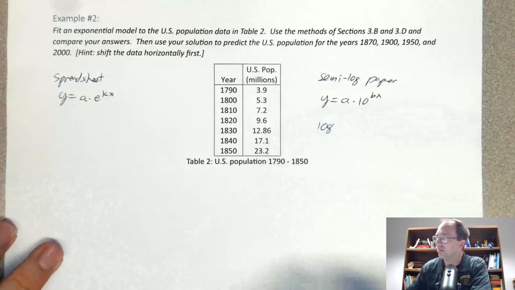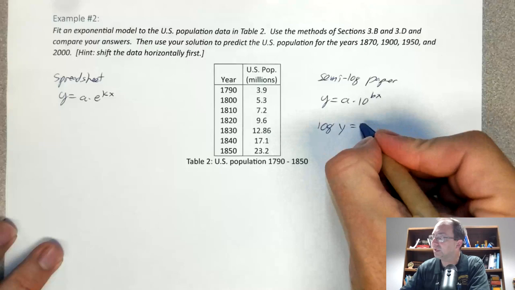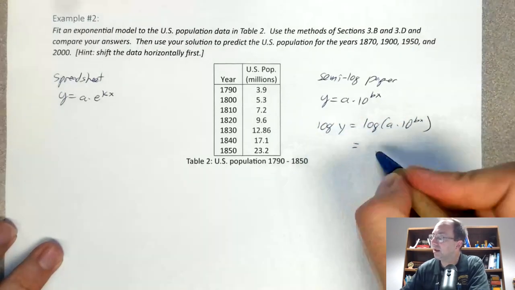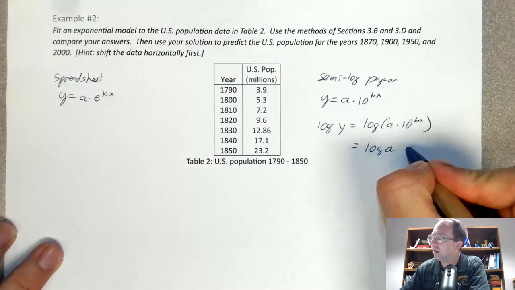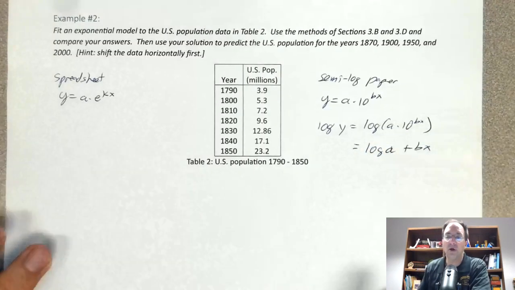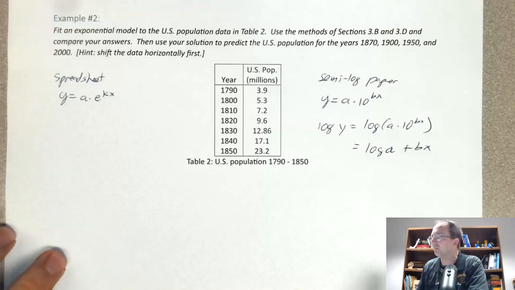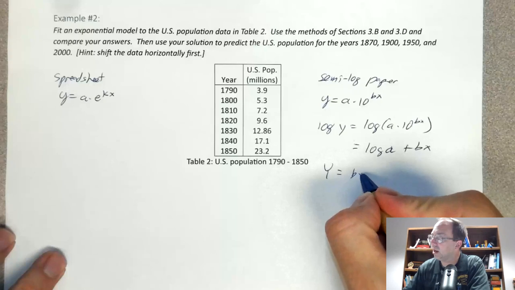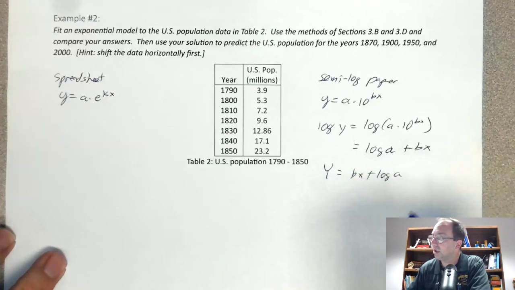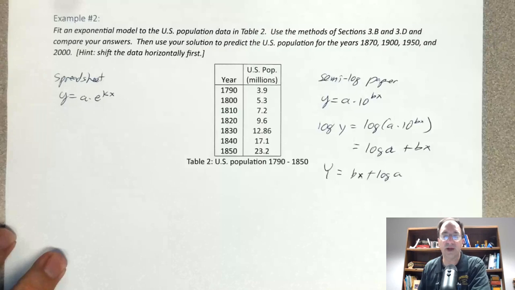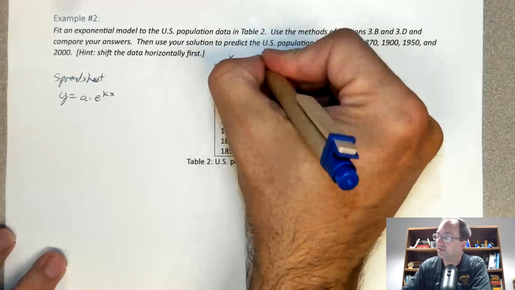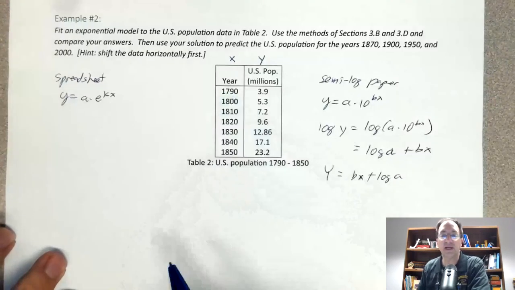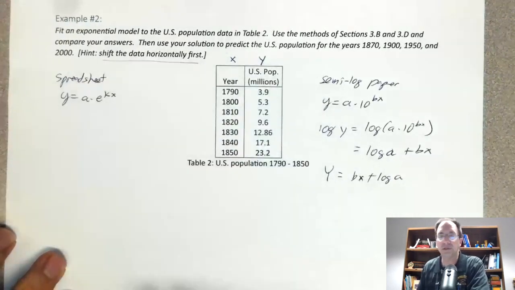So if I take the common log of y equals the common log of the right side, then the right side becomes the log of a plus bx, because just like before, log of 10 is 1, and so we're just left with bx. So what I need to do is plot the log of y versus our regular x values. This is our x values, this is our y values. We need to transform these y values, but we also need to transform the x values, and that's where the hint comes into play.